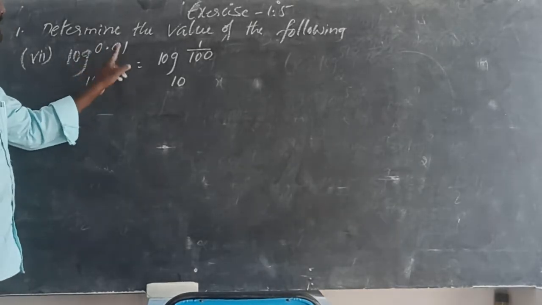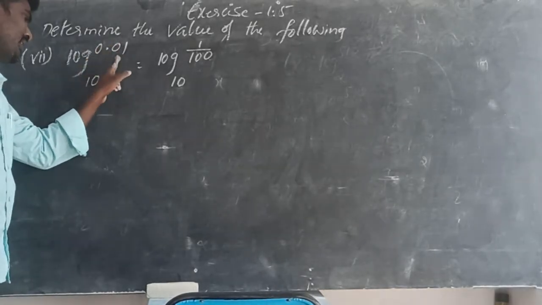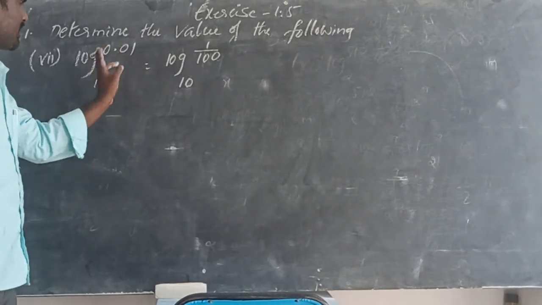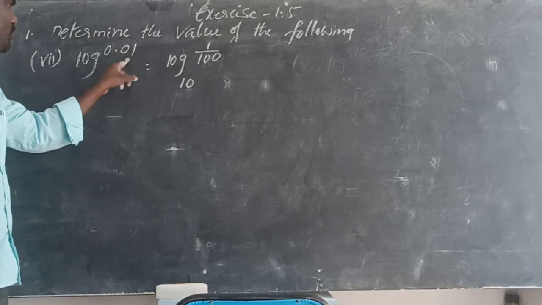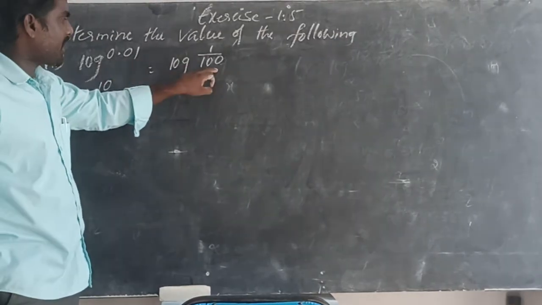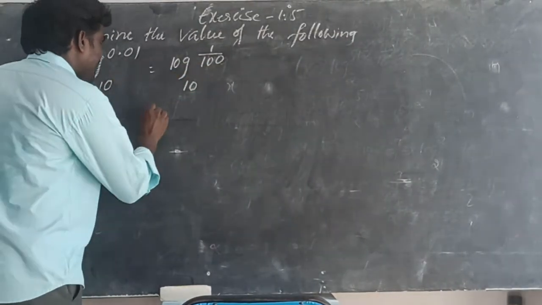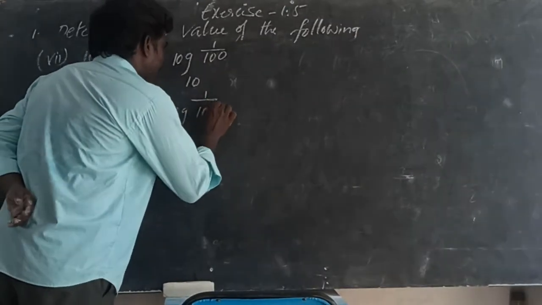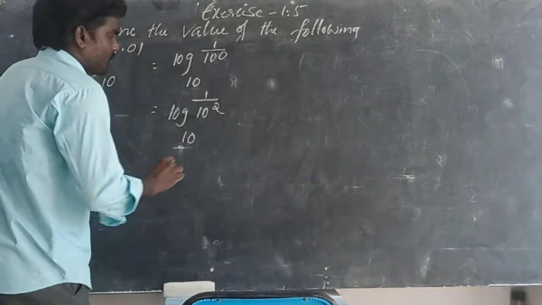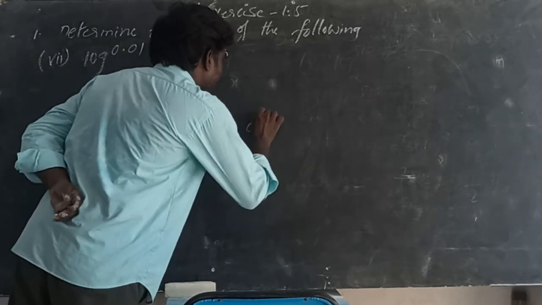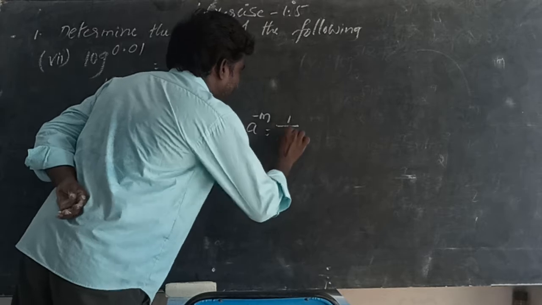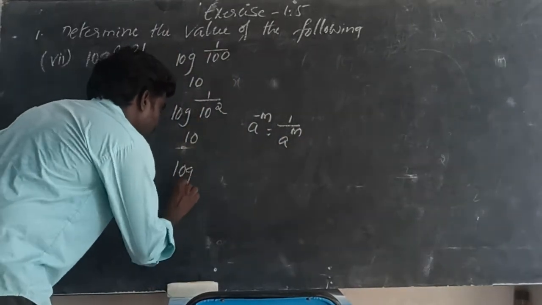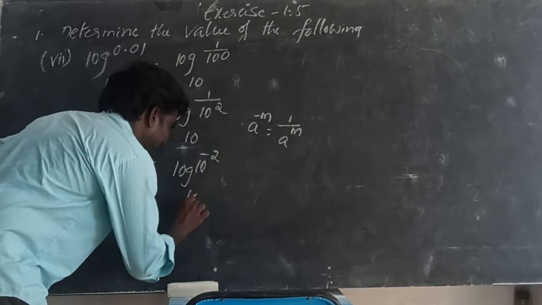Okay, 0.01 you can write in expanded form, or we can use the shortcut. We can write it as 1 by 100. After the point, 2 decimals, we can write in the denominator 2 zeros. Okay, so 100, how can we write it? 10 square. Log 1 by 10 square base 10. So here we can use the formula a power minus m is equal to 1 by a power m. That is equal to log 10 power minus 2 base 10.